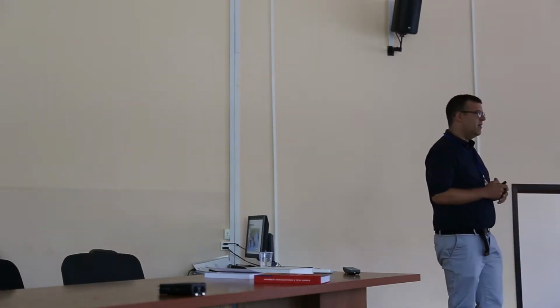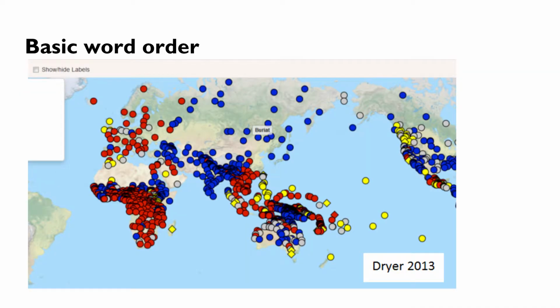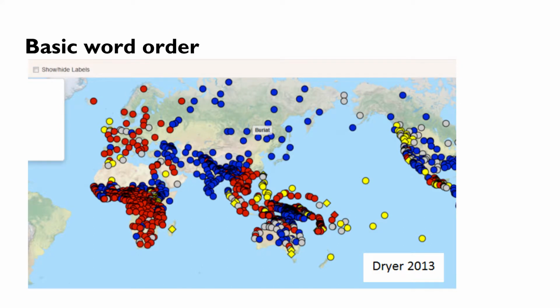So let's take probably the most canonical example of typology, which is basic word order. Right, so everyone, I think, has seen this map based on Matthew Dryer's work. You don't even have to have the legend in order to know which word orders are where. So what are the blue circles? What basic word order? SOV. And what are the red circles? SVO. SVO, right? And because you're typologists, you know these things.